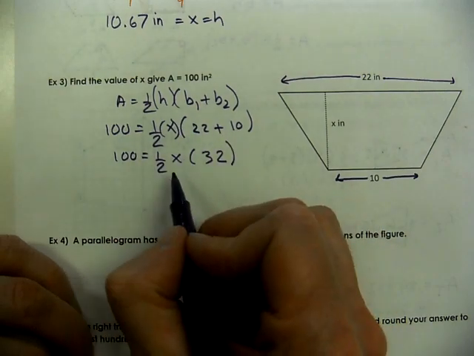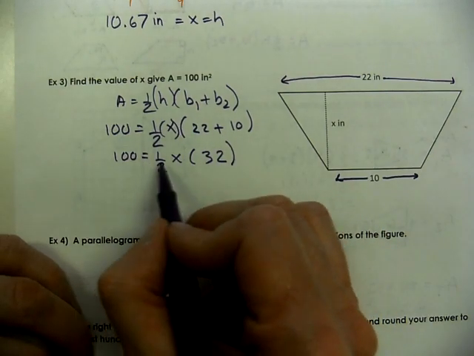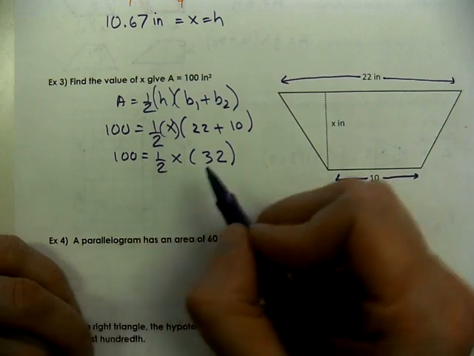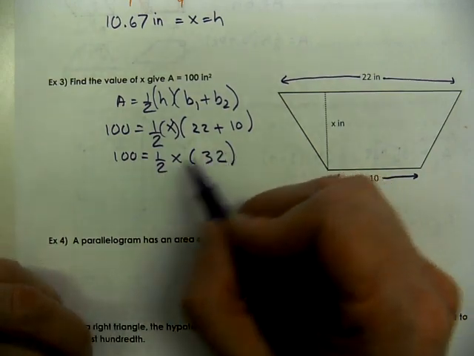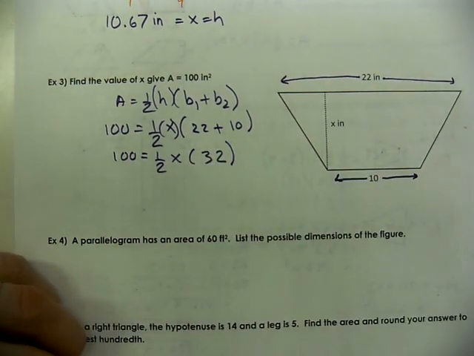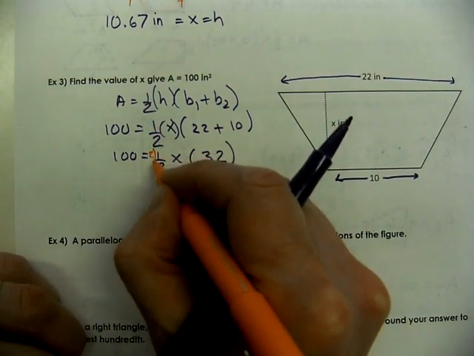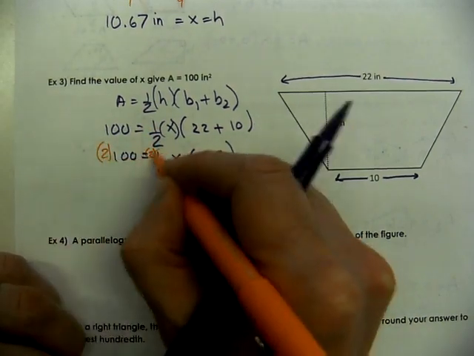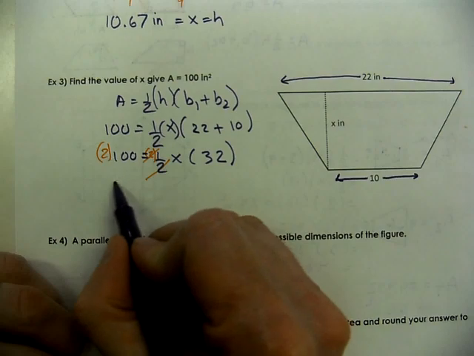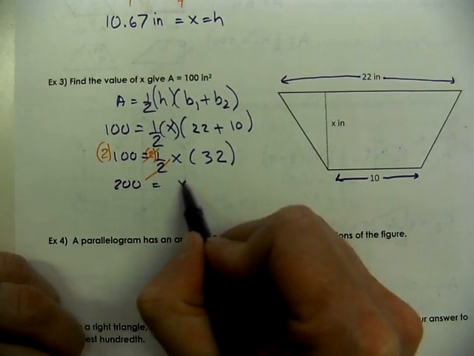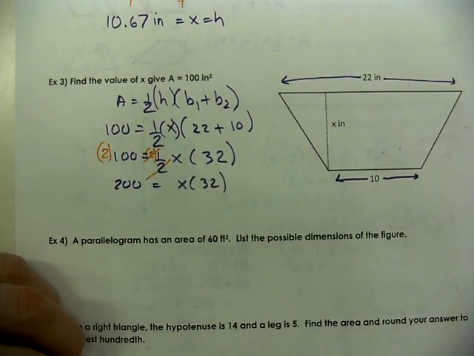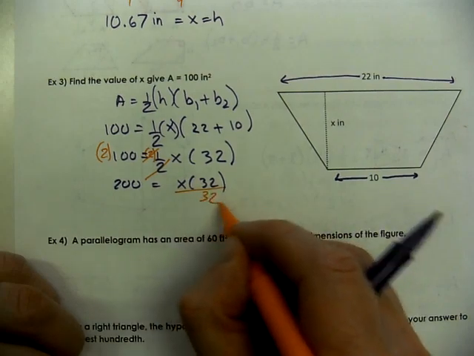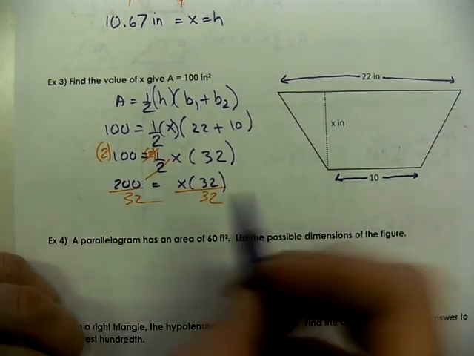So again, we have some options. We could multiply both sides by 2 to get rid of the 1/2. We could multiply 1/2 of 32. We have some options here. Doesn't matter which way we go. I'll multiply both sides by 2 like this. So we get 200 equals the x times the 32. And then to isolate the variable, let's divide both sides by 32.